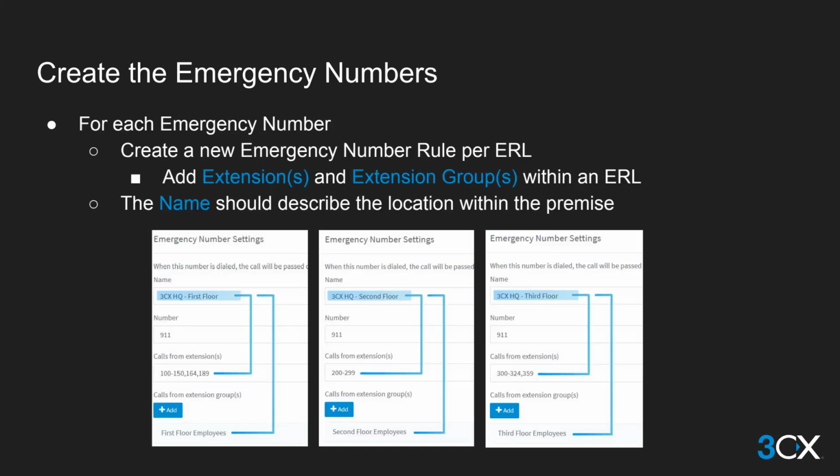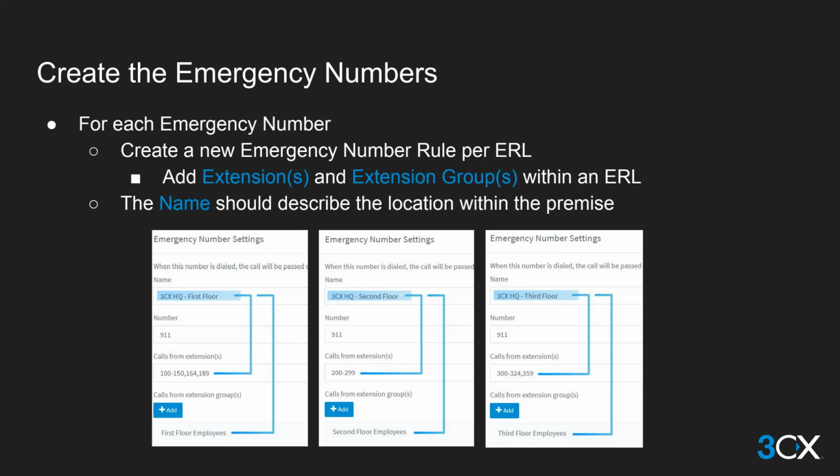Let's see some examples of the configuration of the emergency numbers. 911 is used in all cases, but we have assigned a different emergency number name. This will be our policy name. More on the policy name shortly. We can see that we have defined the emergency names as 3CX-HQ, followed by the floor.